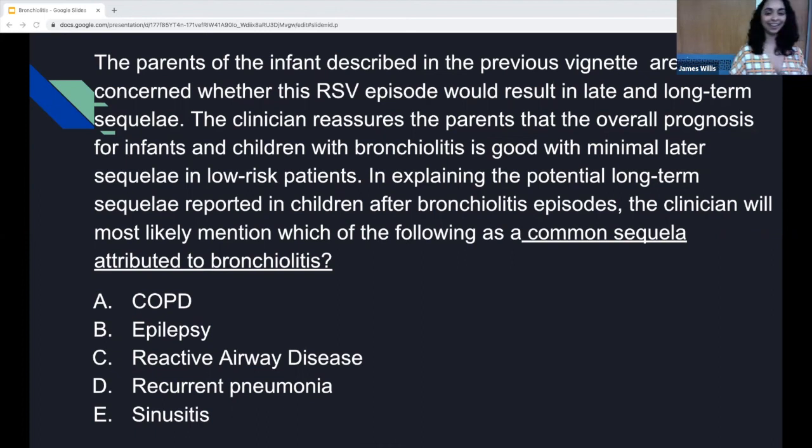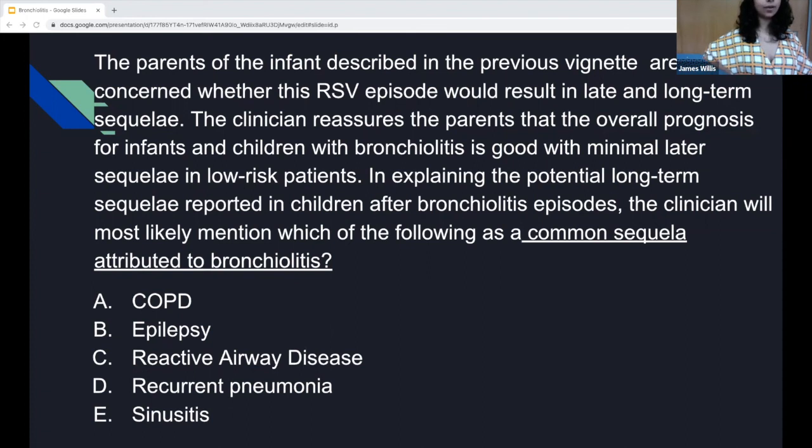The parents of the infant described in the previous scenario are concerned whether this RSV episode would result in late pulmonary sequelae. The clinician reassures parents that the overall prognosis for infants and children with bronchiolitis is good with minimal later sequelae in low-risk patients. In explaining the potential long-term sequelae for children that have had a bronchiolitis episode, the clinician will most likely mention which will follow as a common sequela of bronchiolitis.